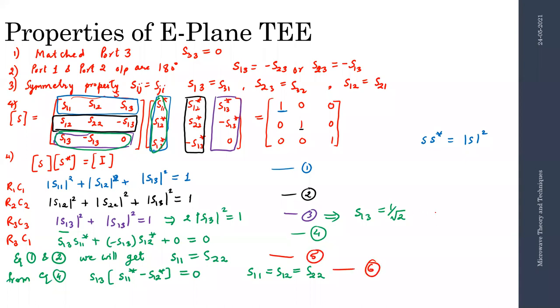And this value, remember, S13 is equal to 1 by root 2. Completed? Yes, madam. Okay, now I am shifting to the next. Now tell me what was the first equation? It was S11 square plus S12 square plus S13 square equal to 1. Now I am taking these two equations, this one and the last one. I wrote S11 equals S12 equal to S22.